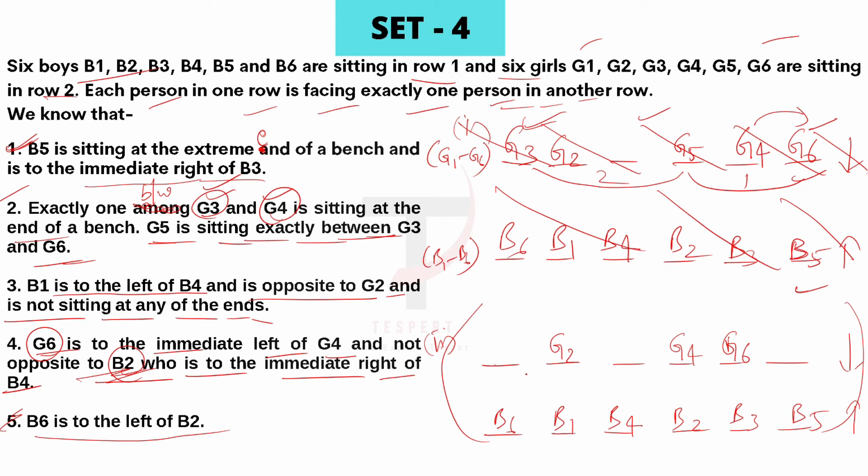So what is given? G5 is exactly between G3 and G6. Which means G6 is here. If I place G3 here, then G5 will be exactly in between, because between G5 and G3 there is only one place, and between G5 and G6 here also there is only one space, which means G5 is exactly in between G3 and G6, and the only one girl who is left is G1. Alright, so case 2 became our final arrangement.